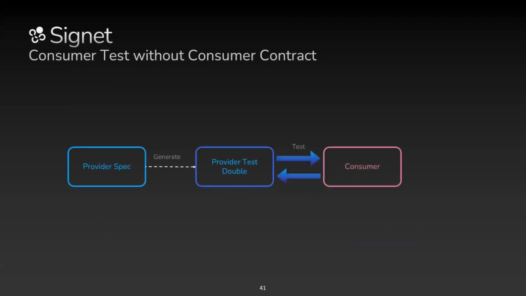For instance, we can use the provider spec to generate a provider test double. We could then test if the consumer is compatible with the generated test double. If we took this approach, then we do not need a consumer contract. However, one advantage of using a consumer contract is that it allows for faster backwards compatibility checking.